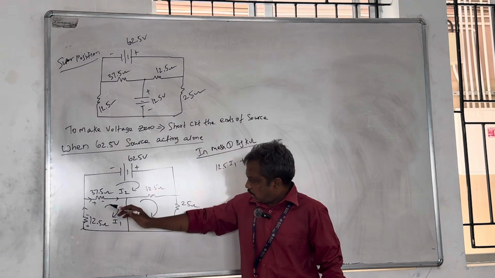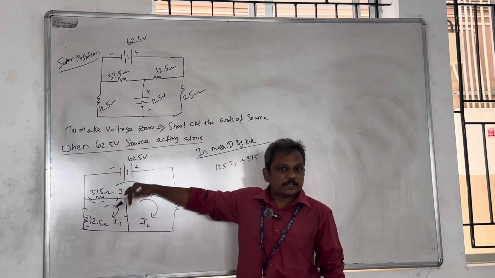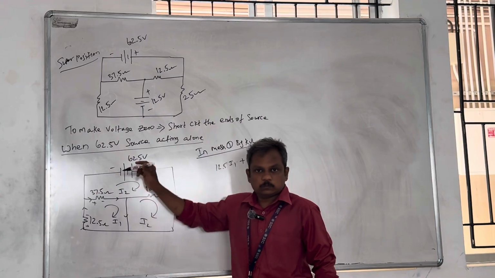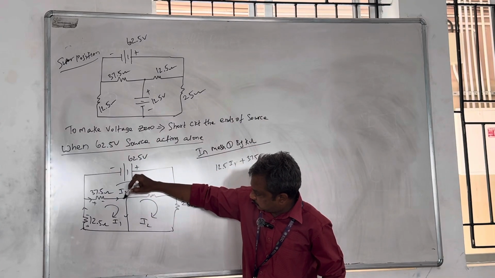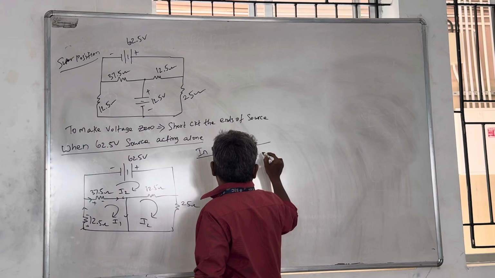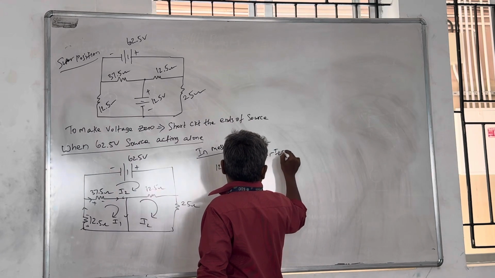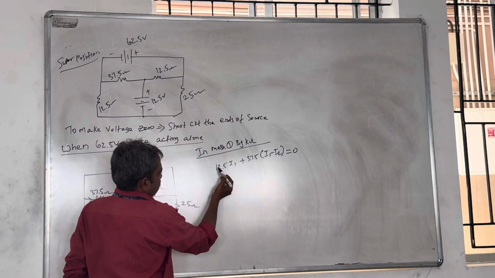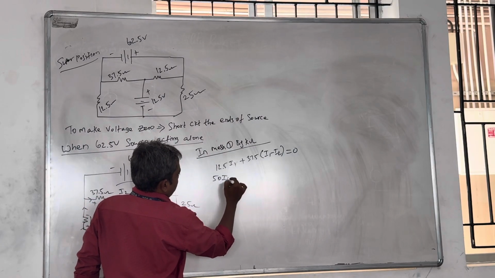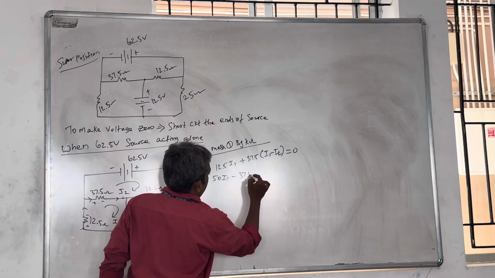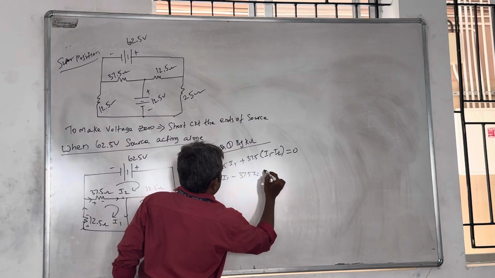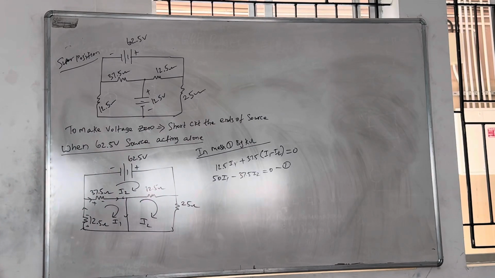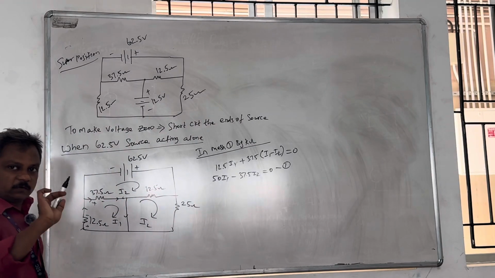12.5 I1, plus 37.5. This is common for I1 as well as I2. I1 is entering in this direction. I2, what about I2? Entering at this side. So, I1 minus I2 equal to 0. 37.5 plus 12.5, 50 I1 minus 37.5 I2 equal to 0. This is equation 1. Any doubt? Listen, you write afterwards. Okay.